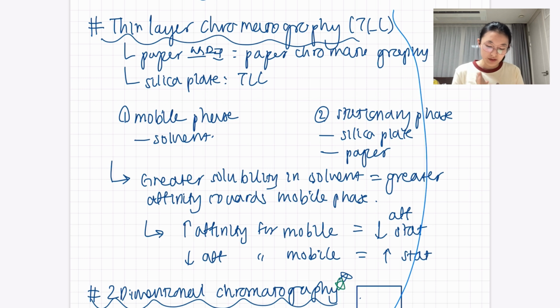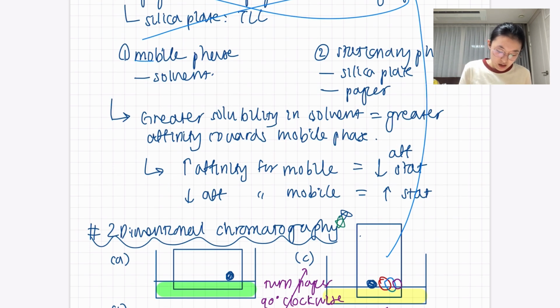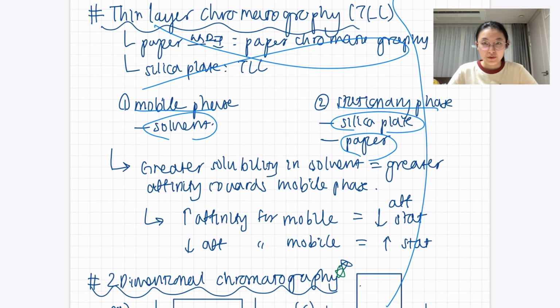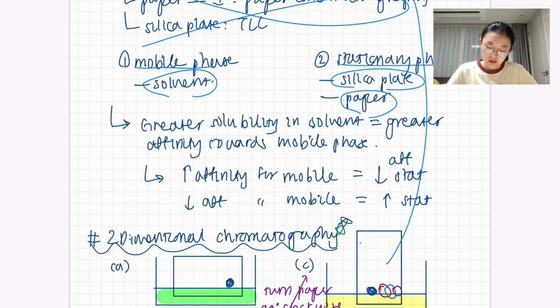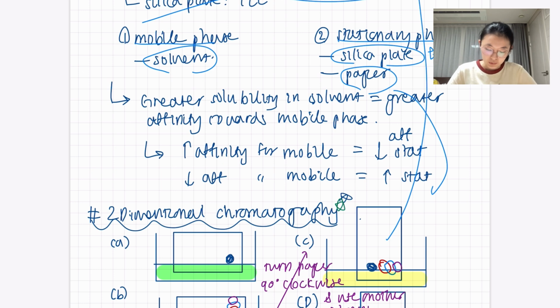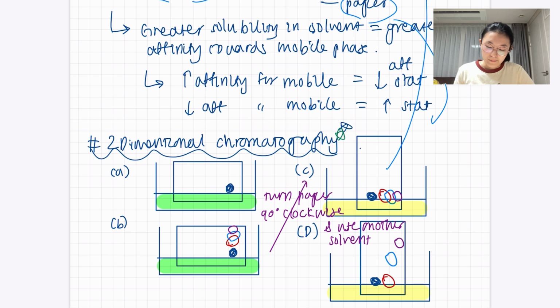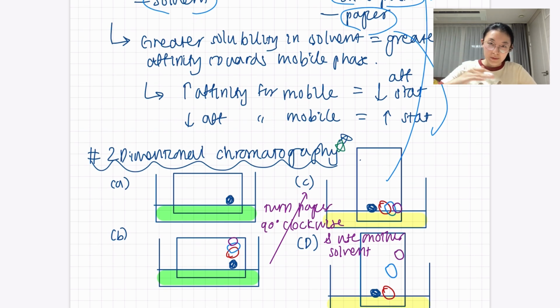Next, we're going to look into thin layer chromatography, and again, this is kind of an extension of the chromatography that we just talked about. We use the same principles. For the mobile phase, we still have the solvent. For the stationary phase, we're going to have the silica plate instead of the paper. Thin layer chromatography differs from paper chromatography in the sense that it uses a silica plate as a stationary phase, and it operates on the same principle. If a substance has greater solubility in the solvent, it means greater affinity towards the mobile phase, so it's going to travel up the plate. If it has greater affinity for the solid phase, it's going to travel a little bit less.